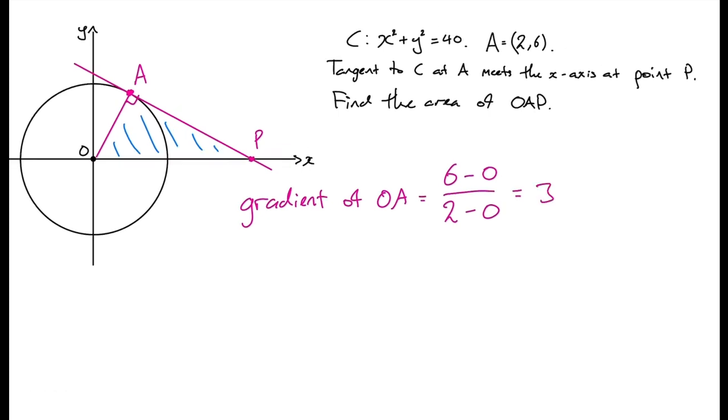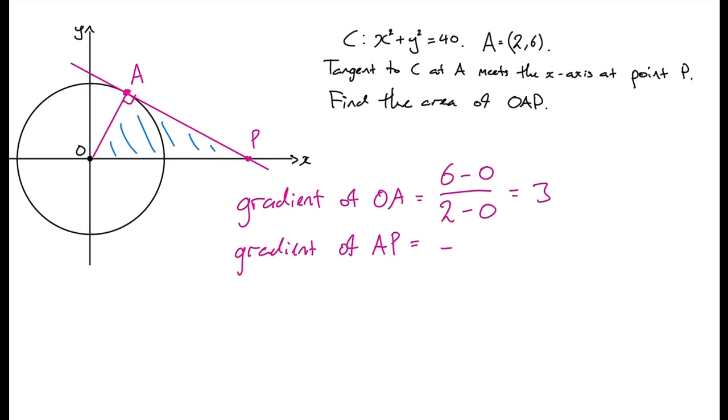Next then, we're going to take this 3 and use that with the fact that we've got a right angle between the radius and the tangent. So whenever we have that, the two gradients are the negative reciprocal of each other. So that tells us that the gradient of AP is going to be negative 1 over 3, or -1/3, whichever way you want to think about it.